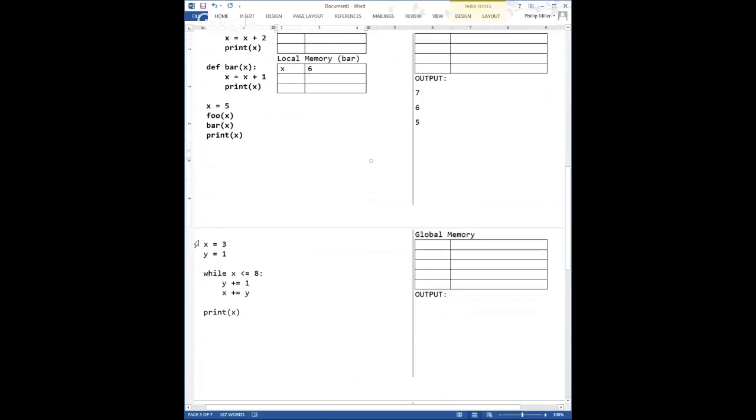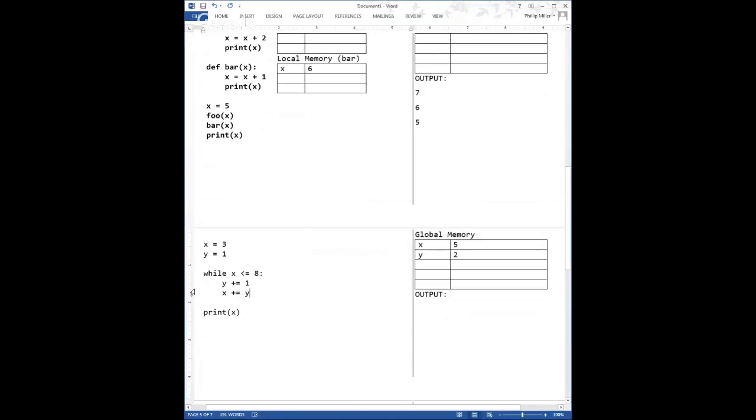So again, it's just a matter of following the same basic process that you follow up here. You're going to want to keep track of all the variables. Here we have an X variable and a Y variable. Those are the only variables. And then when these instructions execute, we're going to store 3 in X. Then we're going to store 1 in Y. And then we're going to test this condition, X less than or equal to 8. That's true. So we're going to execute the body. Y equals Y plus 1. So Y is now 2. X equals X plus Y. So X plus Y, 3 plus 2 is 5, gets stored in X.